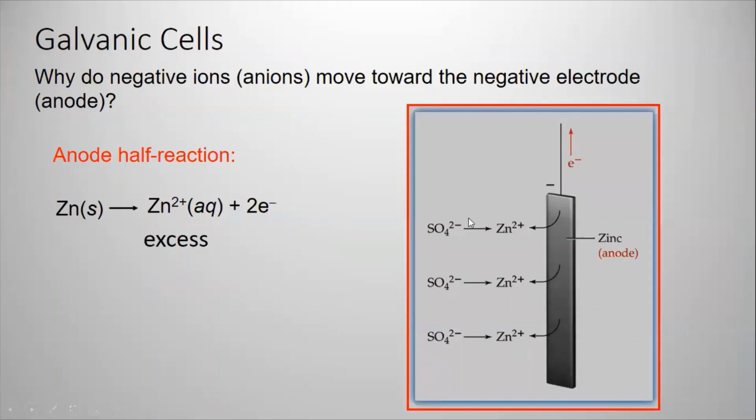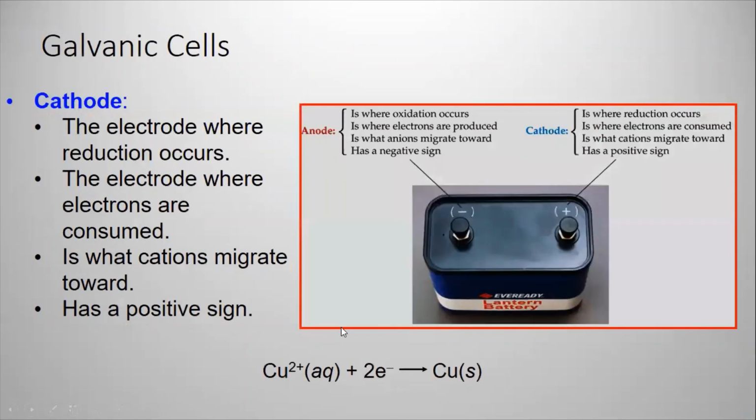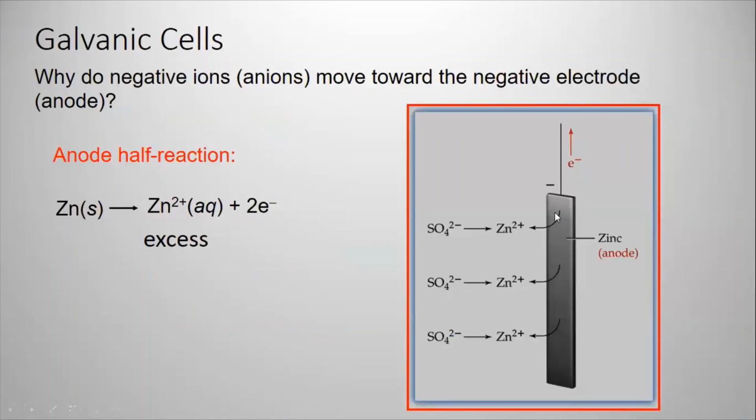This is here to explain why the anion, which I explained already earlier on. So this is again to explain why the sulfate ion migrates toward the anode. Because you are producing zinc ion. As the oxidation happens, you are producing zinc ion. And as you produce zinc ion, you are building up positive charge. And that's where the negative anion migrates toward to neutralize that excess positive.